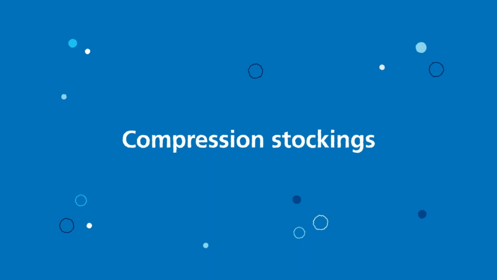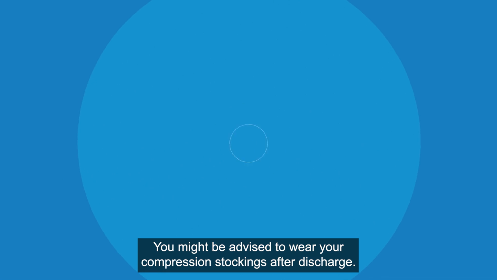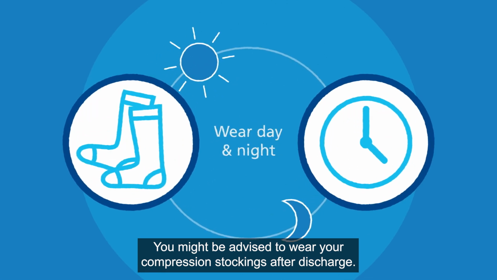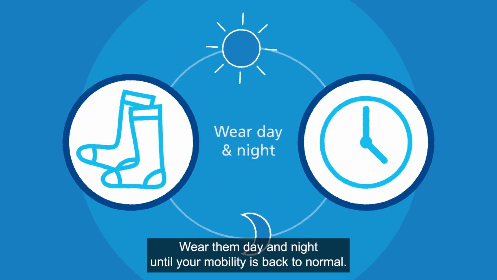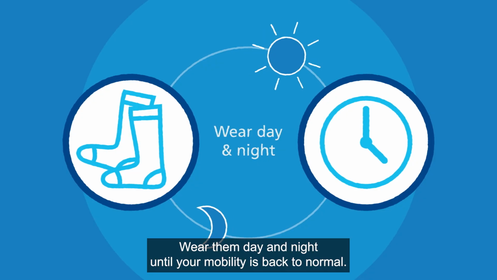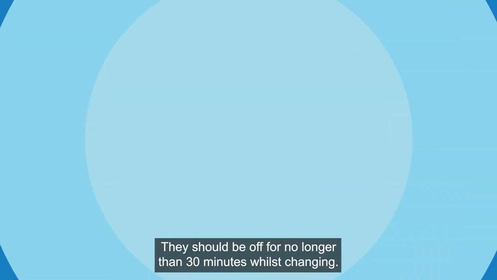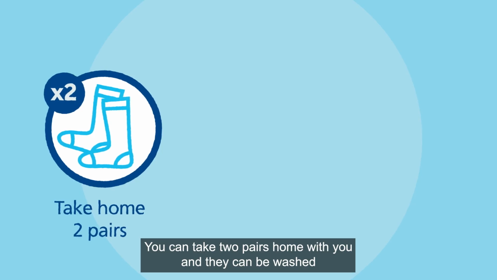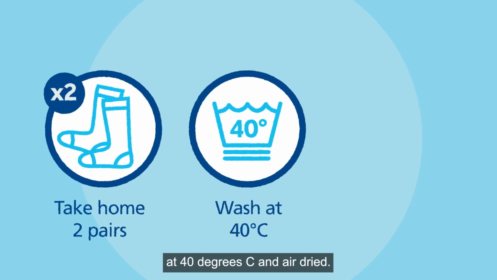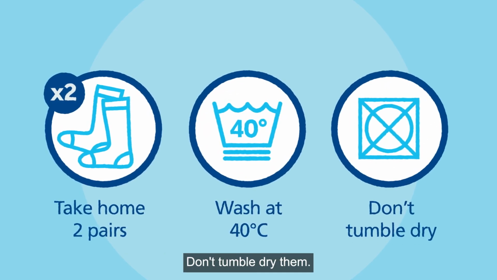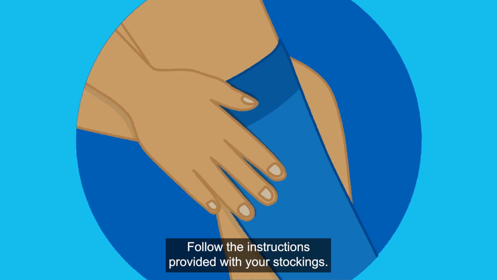Compression stockings. You might be advised to wear your compression stockings after discharge. Wear them day and night until your mobility is back to normal. They should be off for no longer than 30 minutes whilst changing. You can take 2 pairs home with you and they can be washed at 40 degrees C and air-dried. Don't tumble dry them. Follow the instructions provided with your stockings.